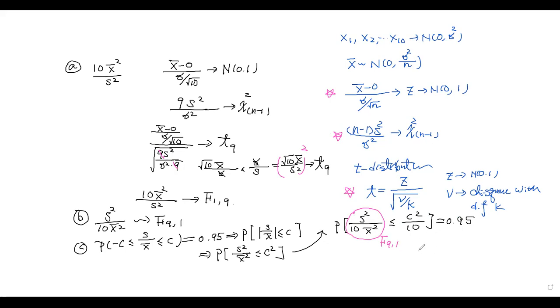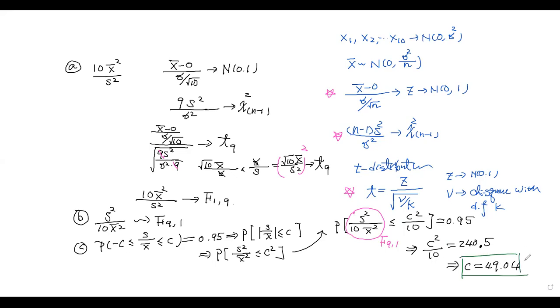If we use the table, I can find that C squared over 10 is equal to 240.5. Or you can use the calculator to find it. So C squared is, and that's how I can find C, which is equal to 49.804. Okay, so that is our value for part C.